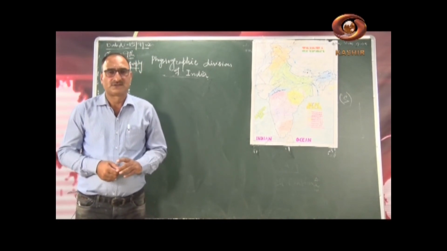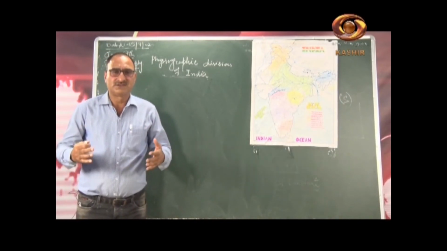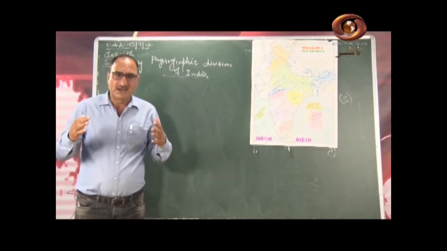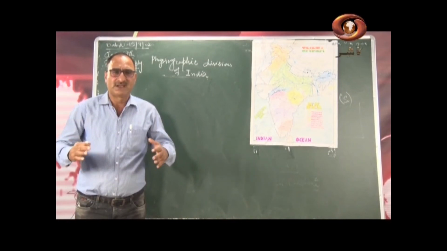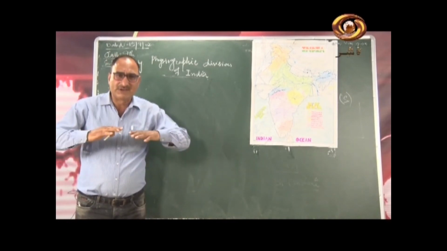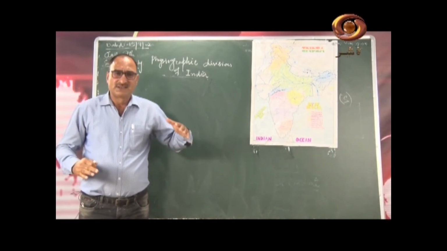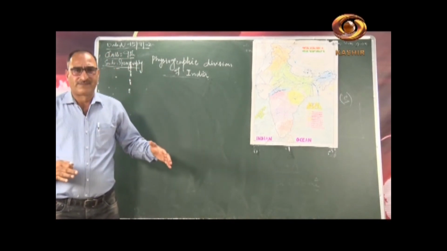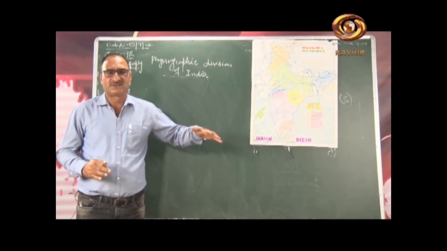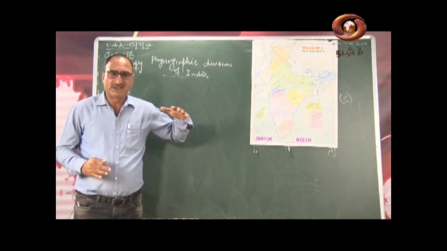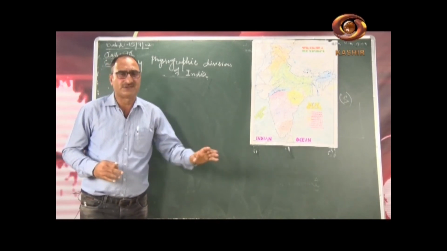My dear students, we know that the whole earth is not uniform everywhere. It has ups and downs, it has mountains, plateaus, plains, lowlands and oceans. Similarly, when we talk of India, India is a land having different land features. So, as per the land features of India, it has been divided into 5 physiographic divisions.